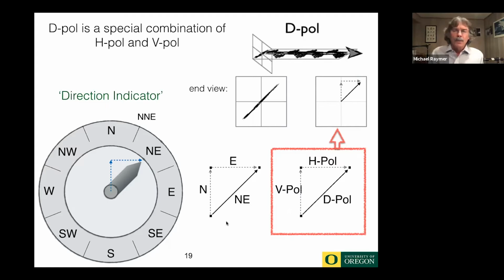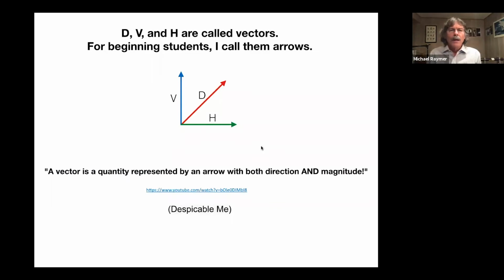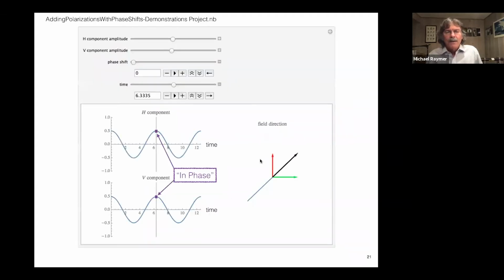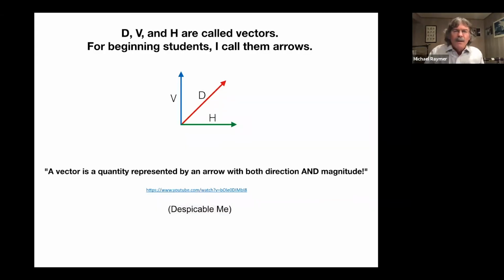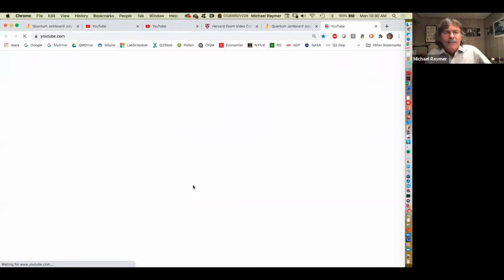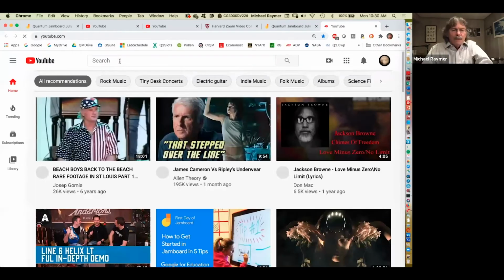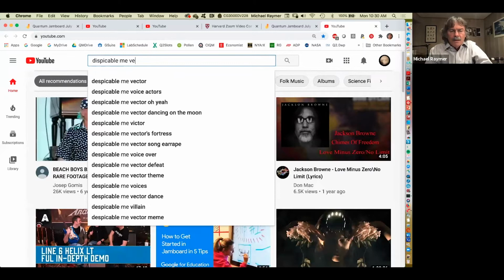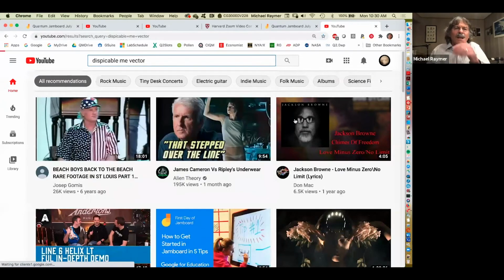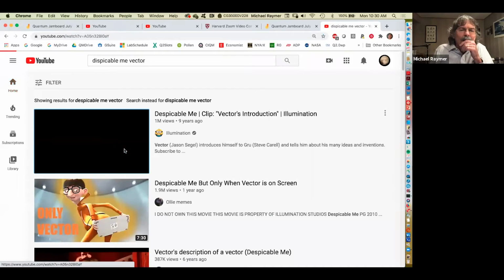Okay, good. Moving right along. Katja from the Q-Tools company sent me a pretty cool video from the movie Despicable Me, which little kids like to watch. And one of the characters says this: a vector is a quantity represented by an arrow with both direction and magnitude. Now I'm going to have to go there. Unfortunately, my link broke. Despicable Me vector. I hope we find it here. Yep, that's it.